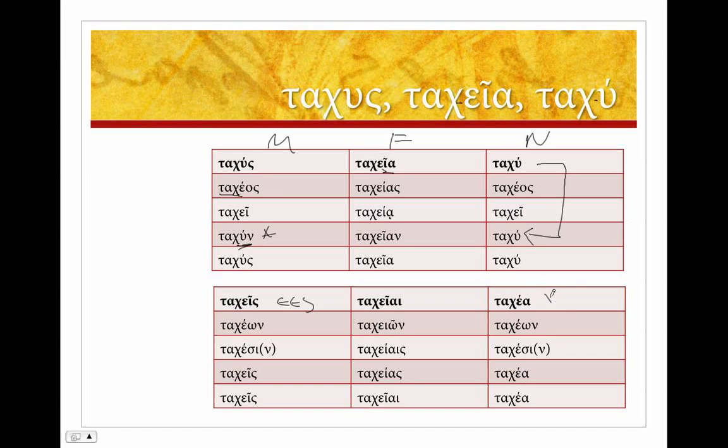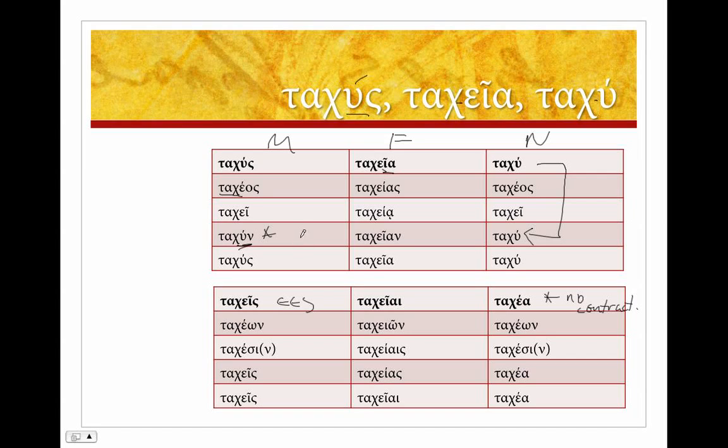Takeya, notice there is no contraction. Takeon, same as the masculine. Takesi, same as the masculine. Takeya, no surprise, it's the same as the nominative, there's no contraction, and takeya. So whenever you run into an adjective like takus, takeya, taku, bradeos, bradus, or whatever it might be, you see this us, ea, u, decline it like takus.